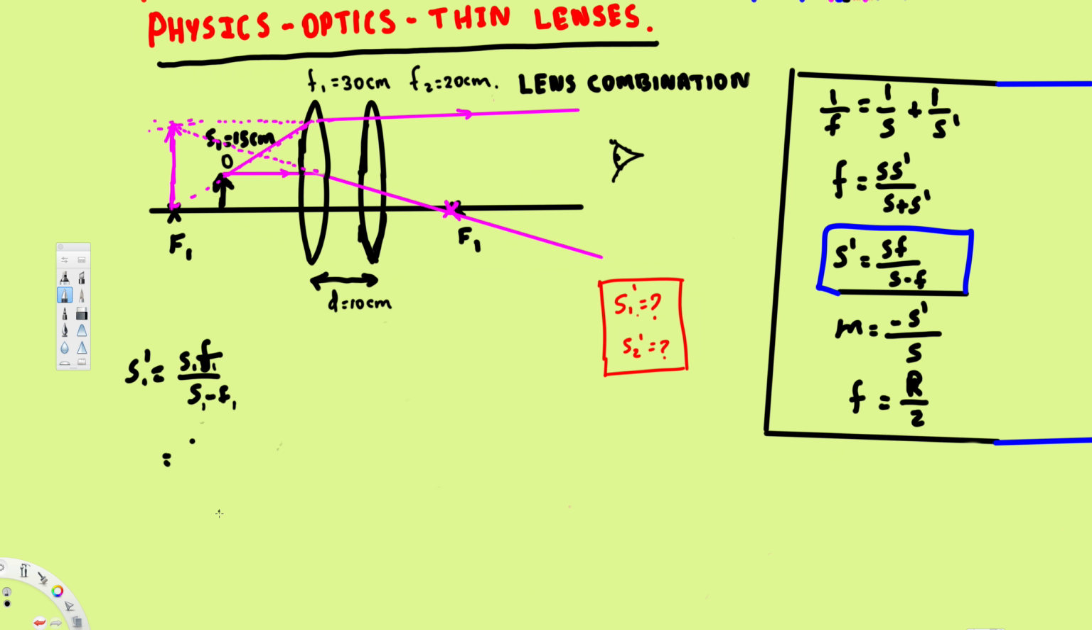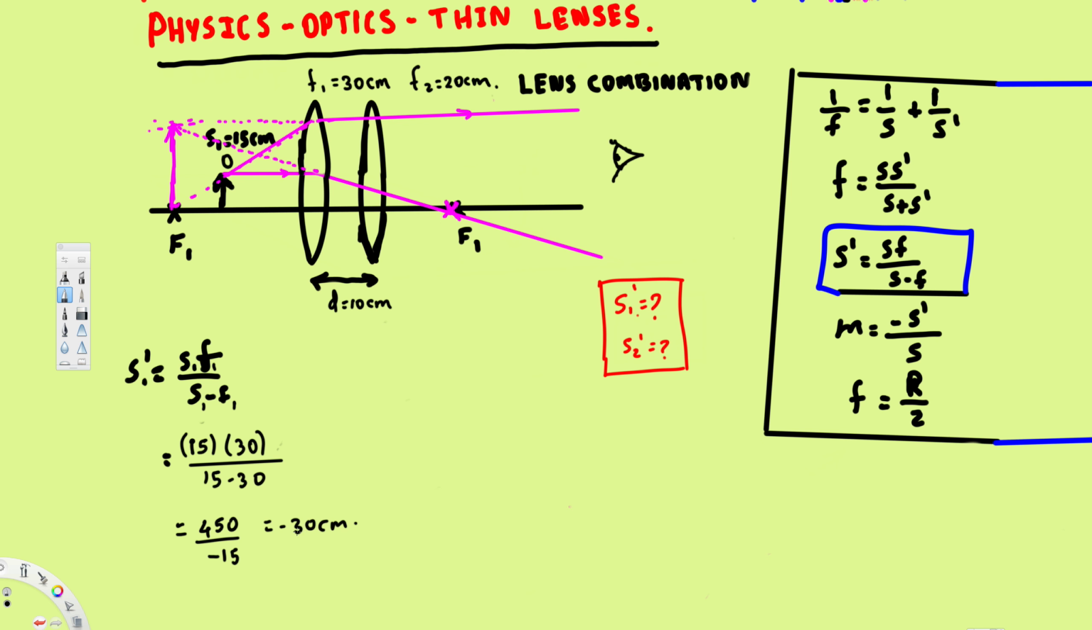S1 prime equals S1 F1 over S1 minus F1. S1 is 15 centimeters, and the focal length of the first lens is 30 centimeters. So this is going to be 15 times 30, and in the denominator we have the object distance minus the focal length, so 15 minus 30. 30 times 15 gives us 450. 450 divided by 15 minus 30, which is negative 15, gives you negative 30 centimeters.